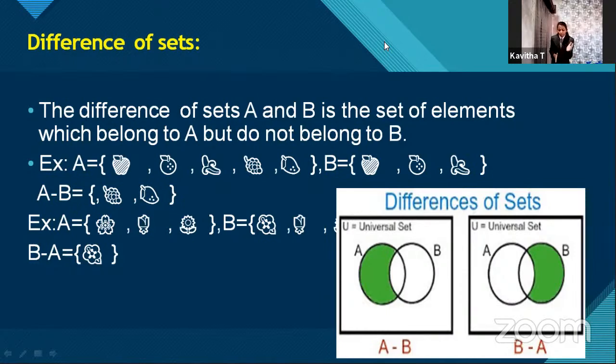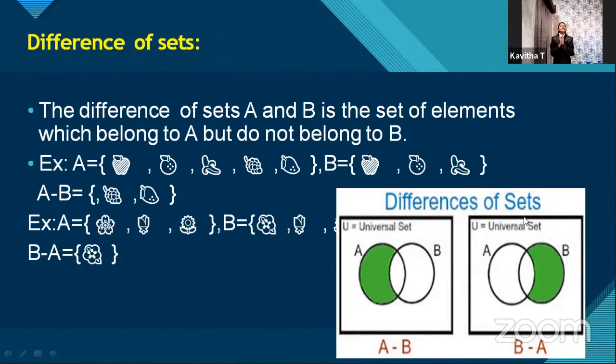Okay, now we have to do B minus A. We have to cancel from B to A. Then rose gets cancelled, sunflower gets cancelled. What are the remaining elements in set B? It means we are doing a subtraction from B, so we have to write the elements from set B. So what are they here?